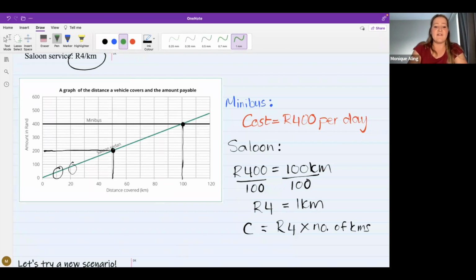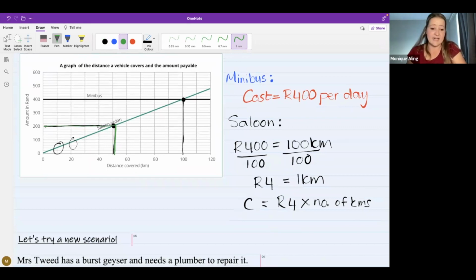So like I said, find a definite point and 200 Rand. So over here, let me just go over it in green, was another point. So looking at that point, we're saying that for 200 Rand, apologies, for 200 Rand, you travel 50 kilometers.